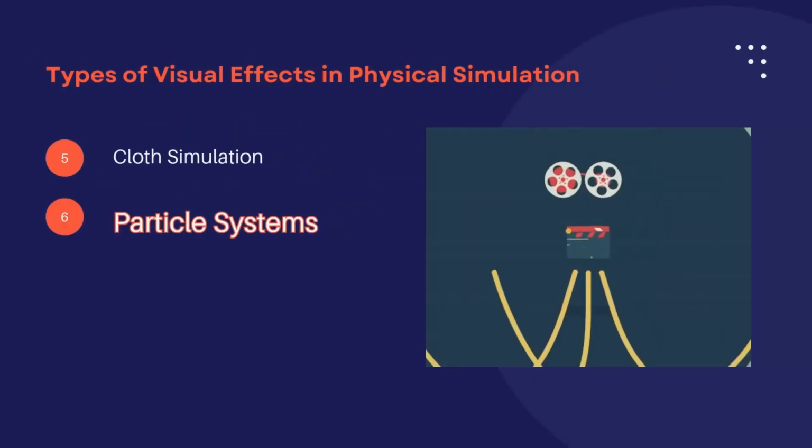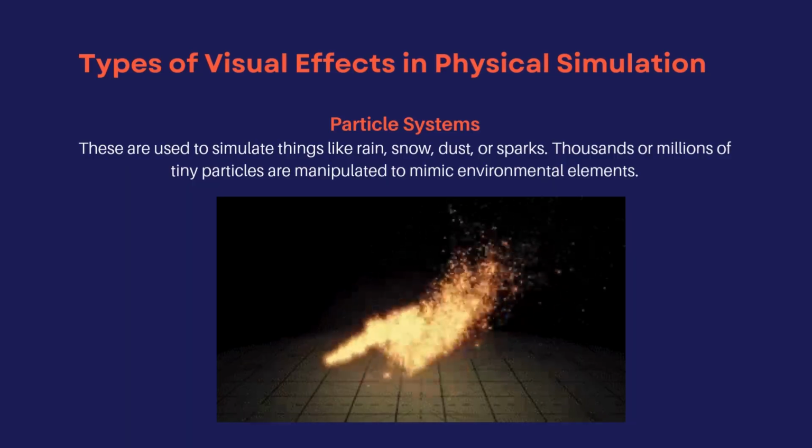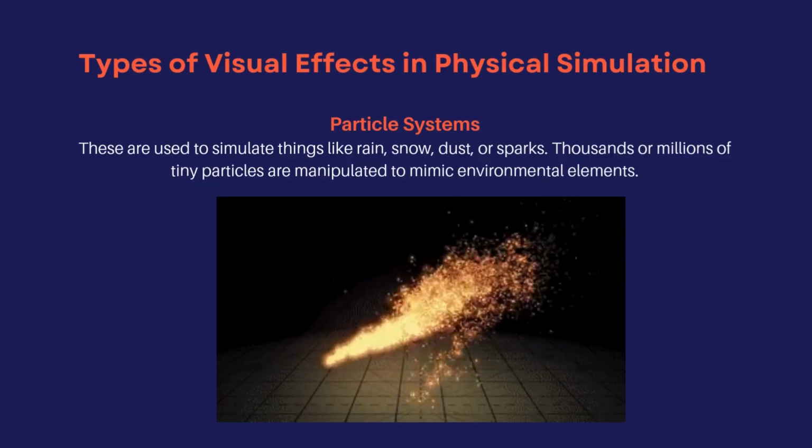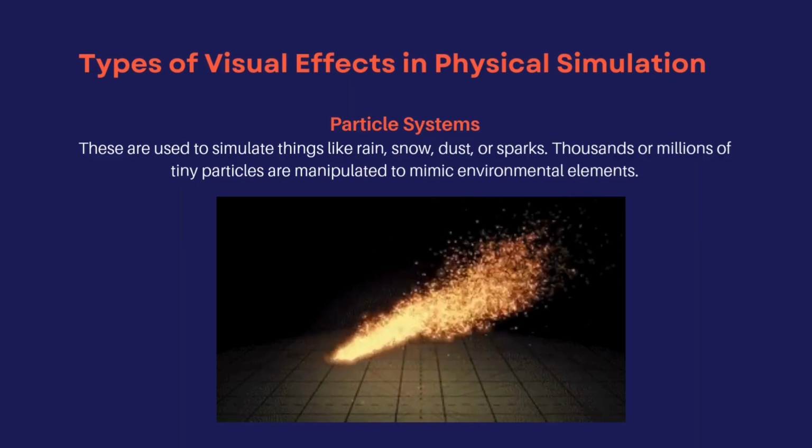And lastly, we have the particle systems. These are used to simulate things like rain, snow, dust, or sparks. Thousands or millions of tiny particles are manipulated to mimic environmental elements.